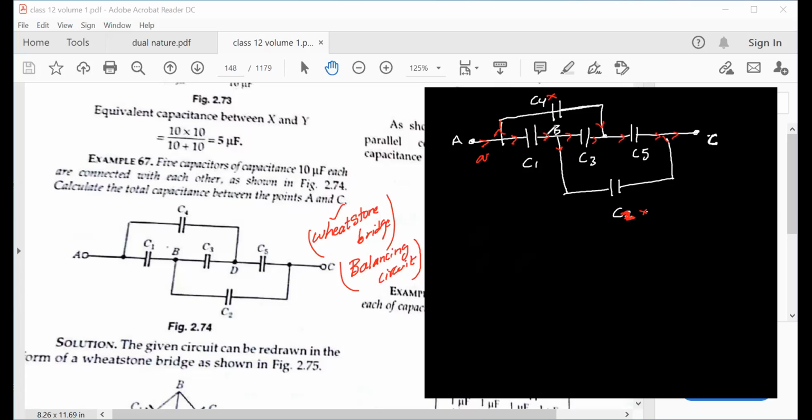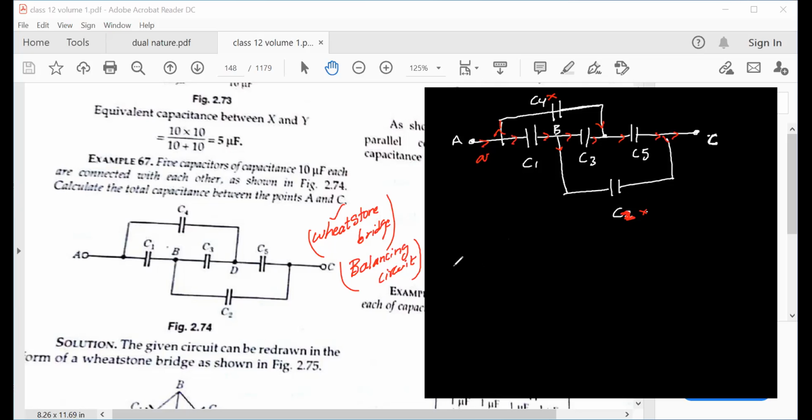Because it is equally divided: C4 is equally divided to C1 and C3, and C2 is equally divided to C3 and C5. So we don't know how to solve it. To solve this, we have to redraw the circuit in Wheatstone bridge format. The format is like this.